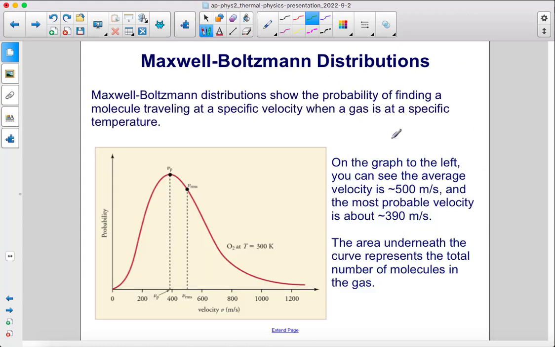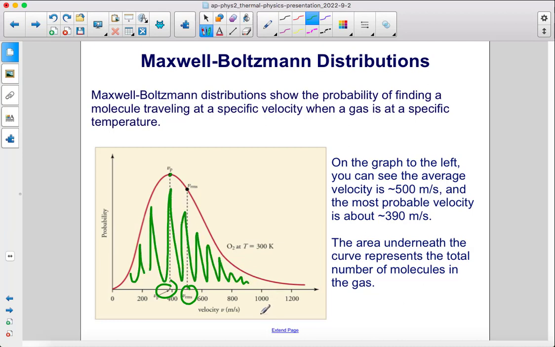Maxwell Boltzmann distributions show the probability of finding a molecule traveling at a specific velocity when a gas is at a specific temperature. On the graph to the left, you can see that the average velocity is about 500 meters per second, and the most probable velocity right here at this peak is about 390 meters per second. The area underneath this curve represents the total number of molecules in the gas.